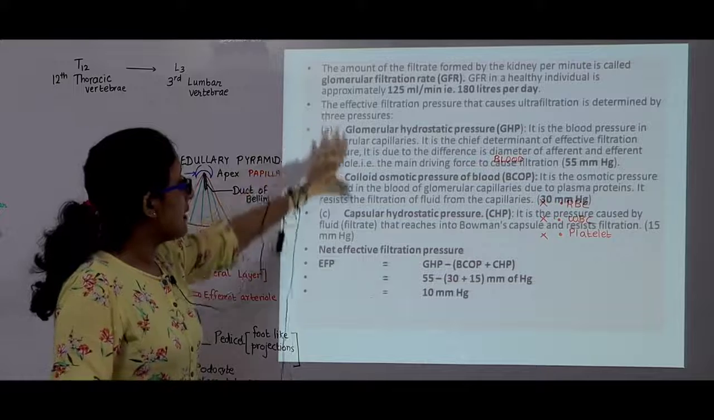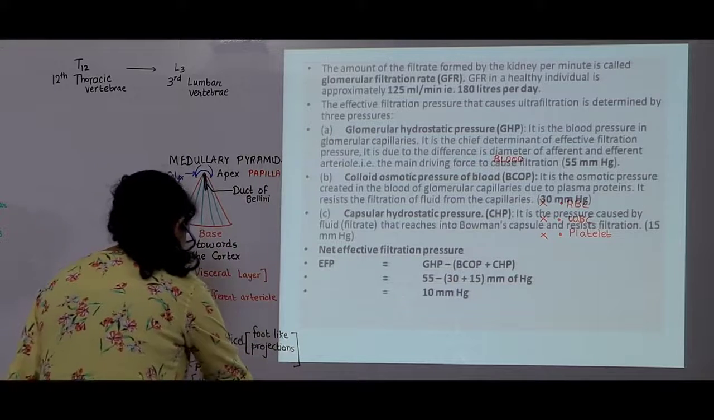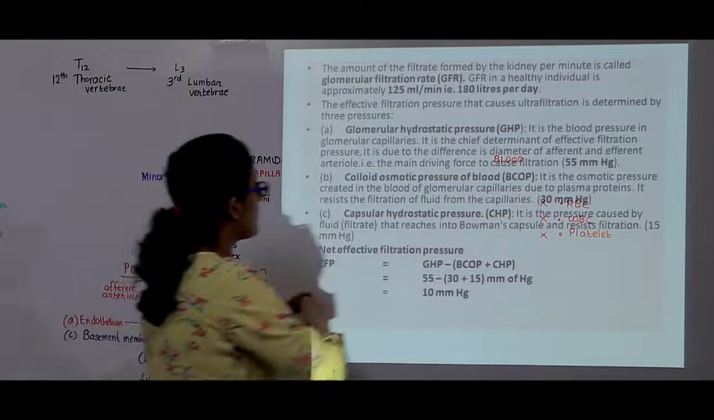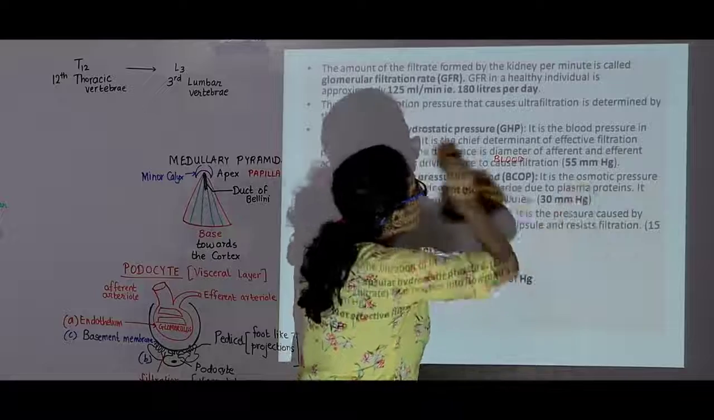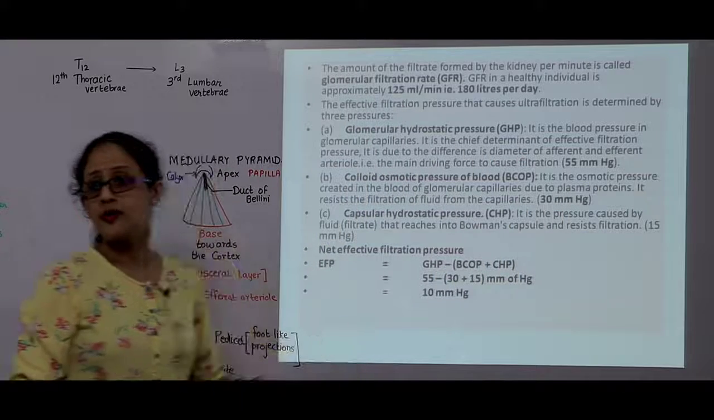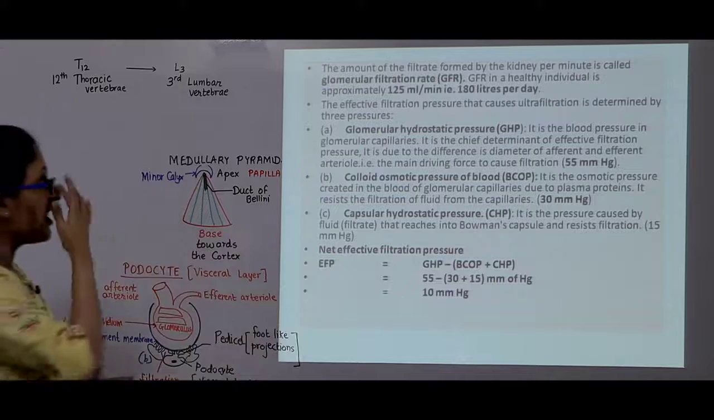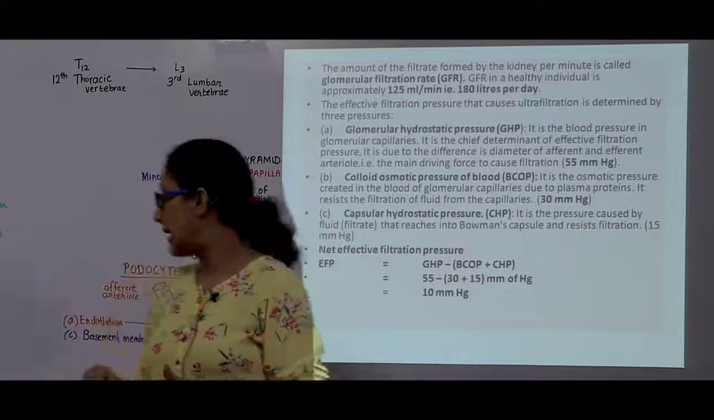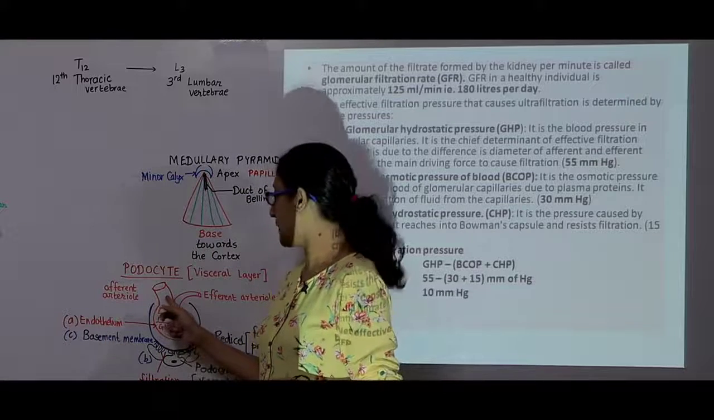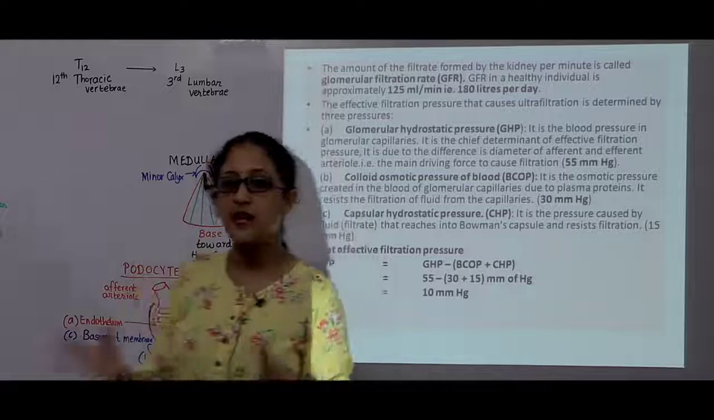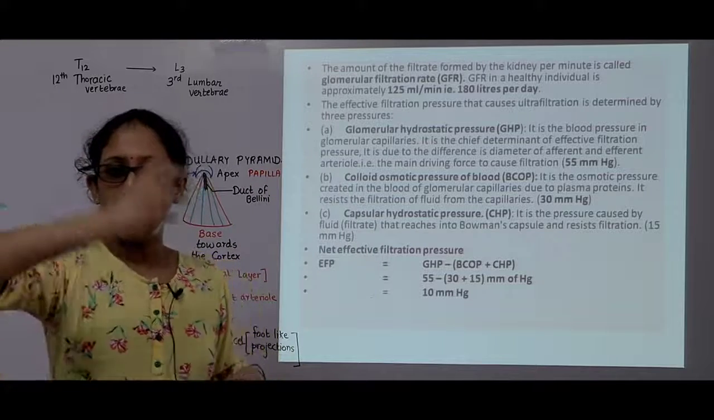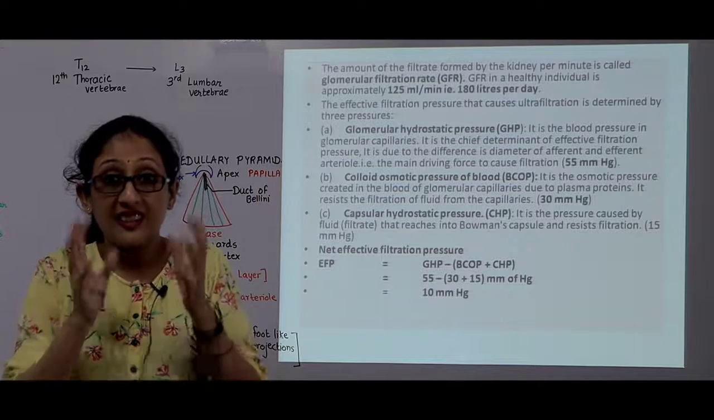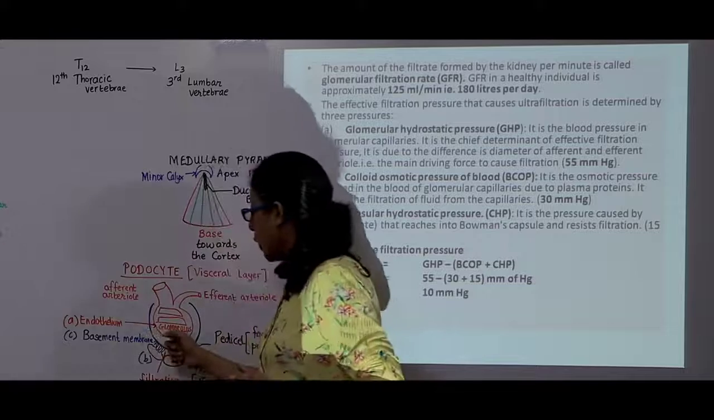How do you estimate the effective filtration pressure? There are three properties which will control the pressure by which the filtration actually occurs. So first you have the glomerular hydrostatic pressure. I told you that you have a larger diameter afferent arteriole, smaller diameter efferent arteriole. So 10 amount of blood comes in, 7 amount of blood goes out. 3 amount of blood remains stuck in the glomerulus.